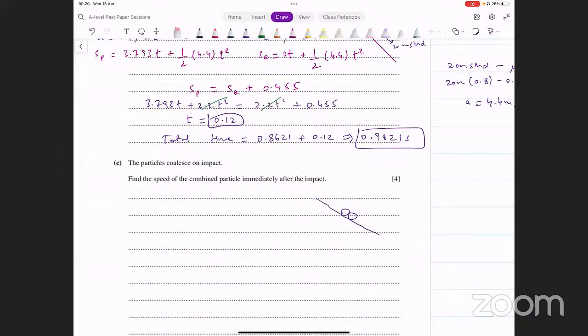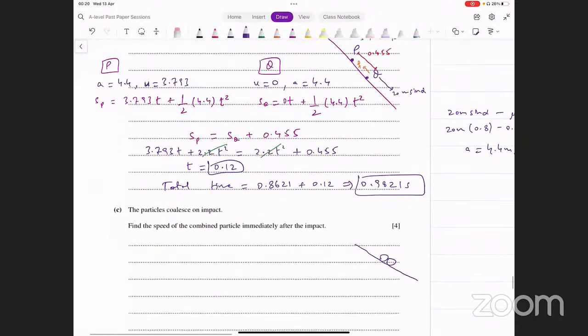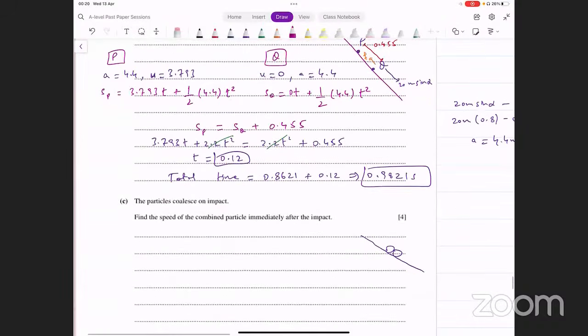So this is momentum, right? What happens after the collision? Momentum right before collision is equal to the momentum right after collision. Now, for the momentum before collision, what do we need? We need velocities of P and Q at the time of collision. How can we find that?